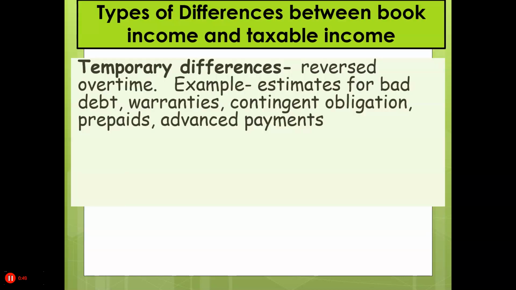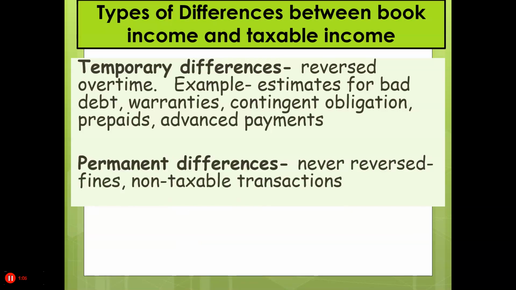So, temporary differences reverse over time, and examples would be estimates for bad debt, which we cannot include for tax purposes, warranties, contingent obligations, prepaid, and advance payments. We also have what we call permanent differences. These never are reversed. These are fines and non-taxable transactions.